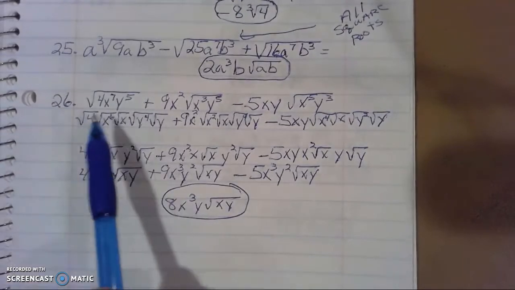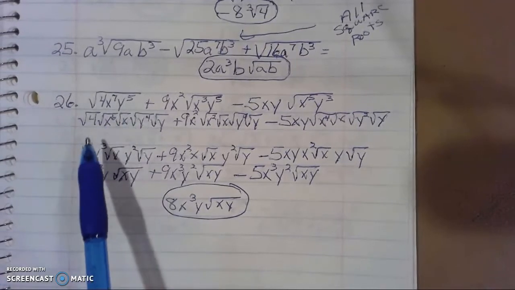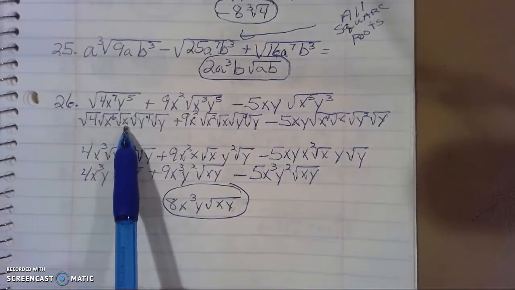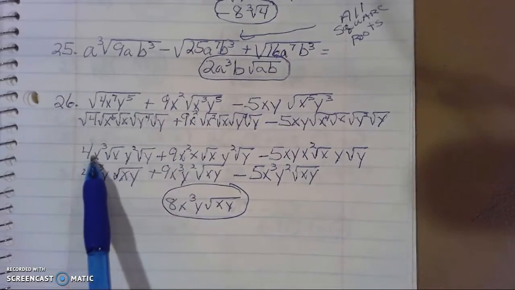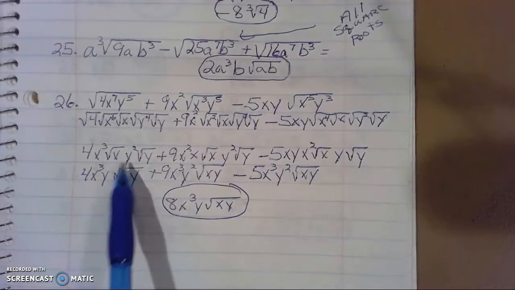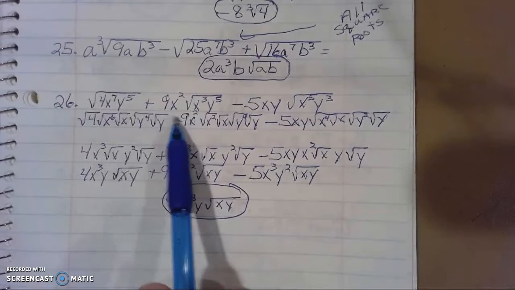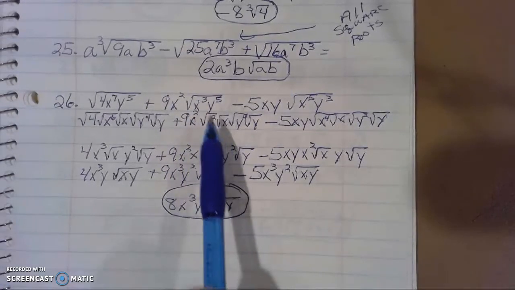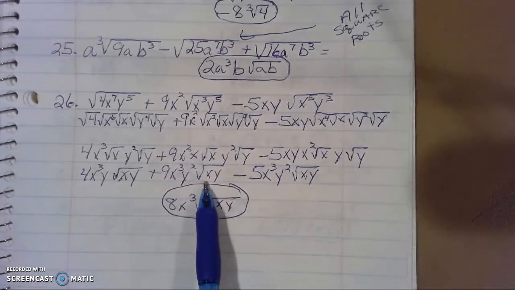26: square root of 4 x to the 7th y to the 5th is the first part. So I break it down into 4, x to the 6th, x, y to the 4th, and y. Breaking those down, go to here, to here. Then the 9x squared, I break down the x cubed into x squared and x. I break down the y to the 5th into y to the 4th and y. Then the steps come down here.